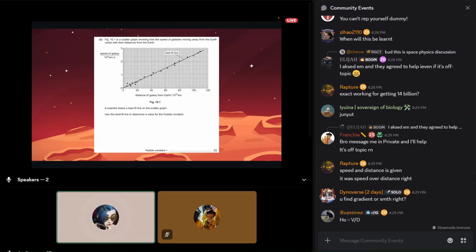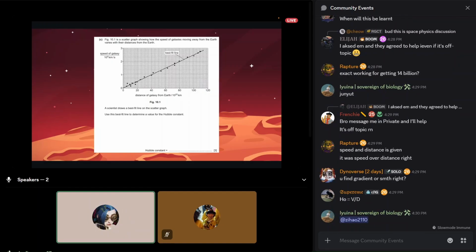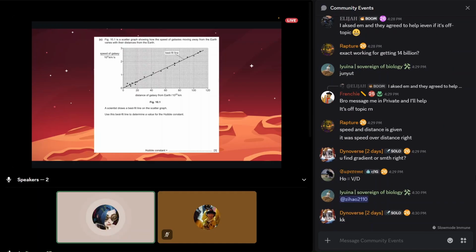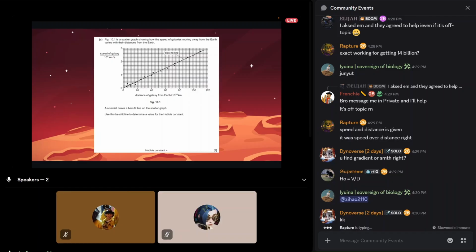Yes, you find the gradient. Because you can just find the gradient, but that also works to find the formula. But then it's the same way, so yeah.